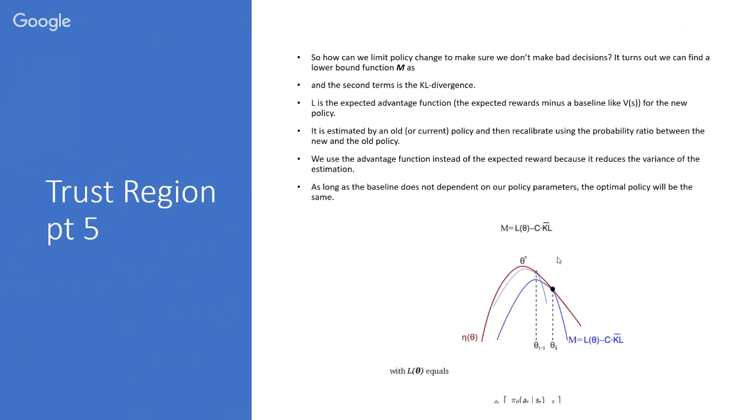So how can we limit policy change to make sure we don't make bad decisions? Turns out we can find a lower bound function M as L and a second term in the KL divergence. L is the expected advantage function, the expected reward minus a baseline like the value function, for the new policy. It is estimated by the old or current policy and then recalibrated using the probability ratio between the new and the old policy. We use the advantage function instead of the expected reward because it reduces the variance of the estimation. As long as the baseline does not depend on our policy parameters, the optimal policy will be the same.